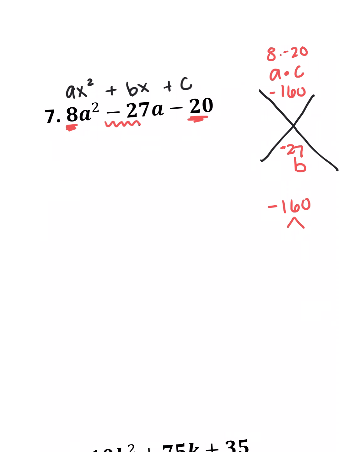All right, 160 divided by 2 is 80, so I'm going to say 2 and -80. 160 divided by 3 doesn't work. 160 divided by 4 is 40, so I have 4 and -40. 160 divided by 5 is 32, so 5 and -32. 160 divided by 6 doesn't work. Divided by 7 doesn't work. 160 divided by 8 is 20, so I'm going to say 8 and -20.